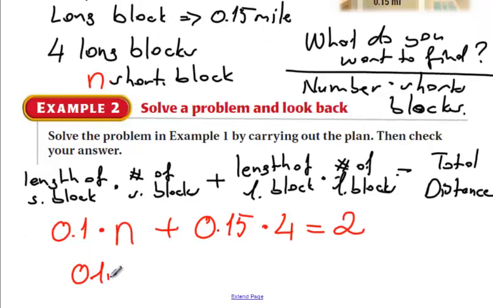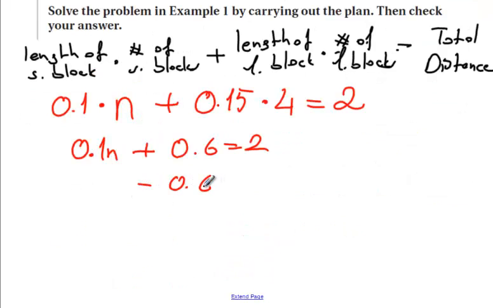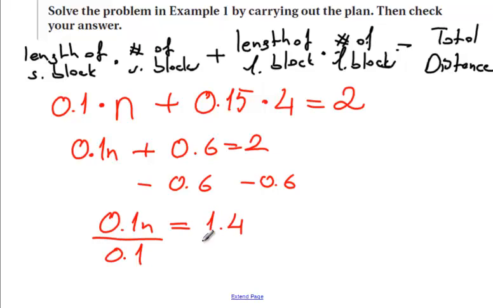Now we're going to solve this equation. So 0.1 times n plus 0.15 times 4, which is 0.6, equals to 2. Now as we know, we have to subtract 0.6 from both sides to isolate our variable. Then it's going to be equal to 1.4. Then we have to divide both sides by 0.1 to isolate the number of blocks, n. Then the answer is going to be equal to 17. My fault, 14 short blocks.